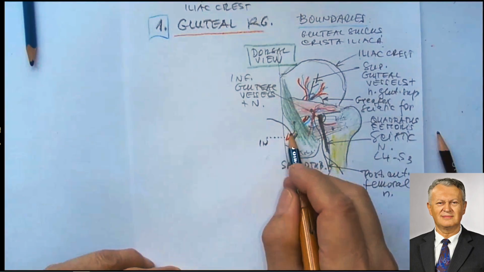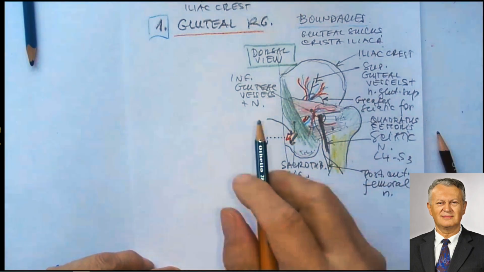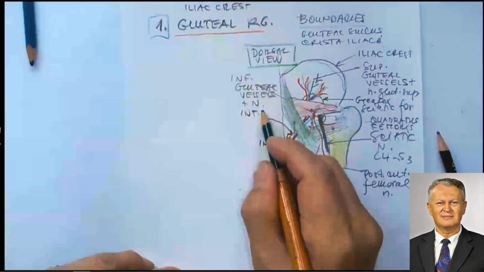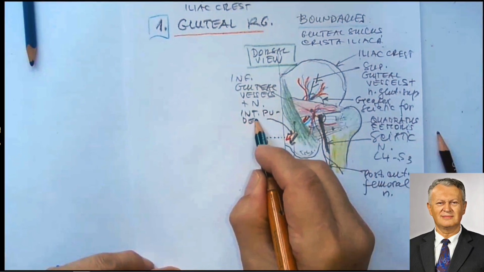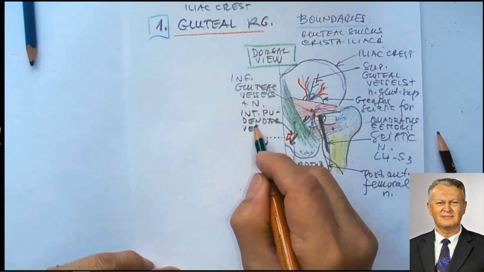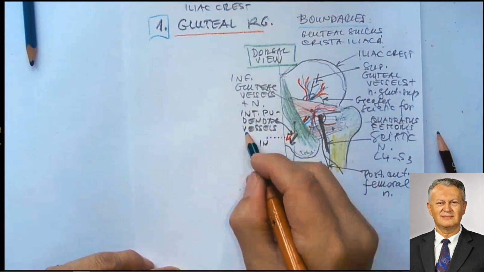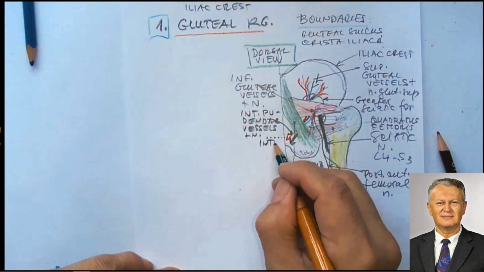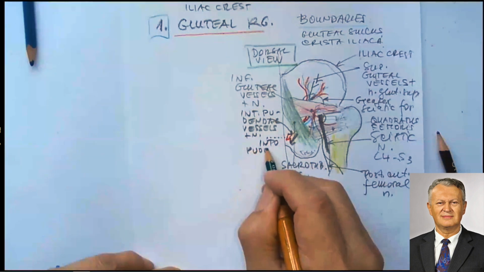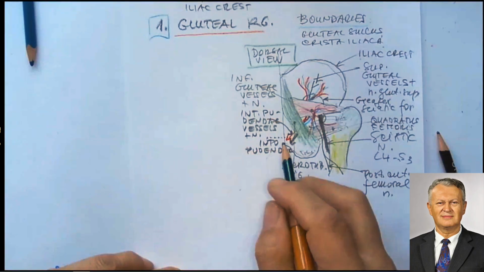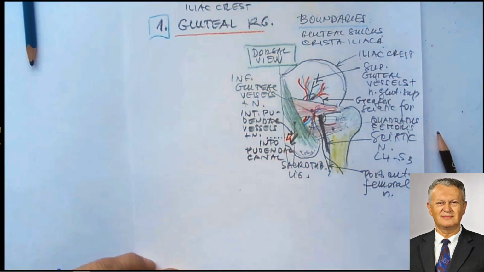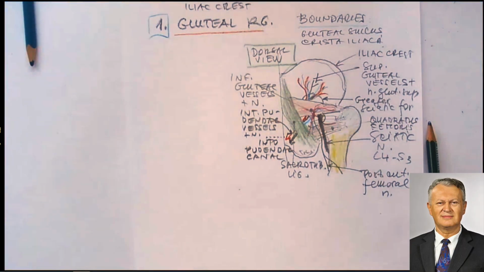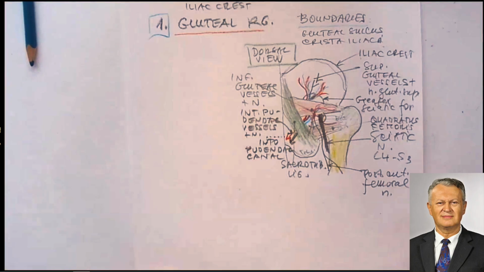These structures are the internal pudendal vessels and nerve, and they run into the pudendal canal. We will speak about that later. The pudendal canal lies on the lateral side, medially oriented in the floor of the pelvis. But we will put one more note.